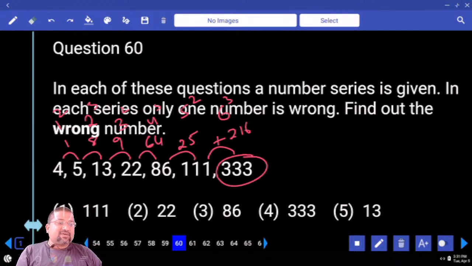What should be your answer? 327. Understood everyone? So with this we complete the explanation for this paper. I hope you have all understood this.